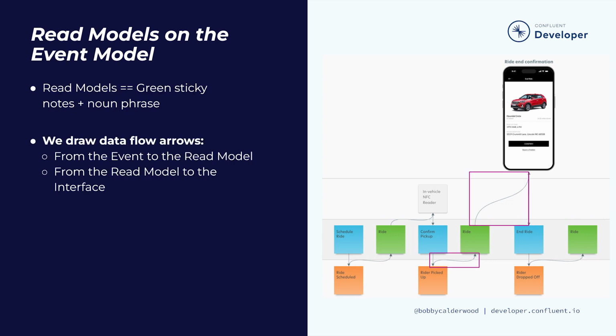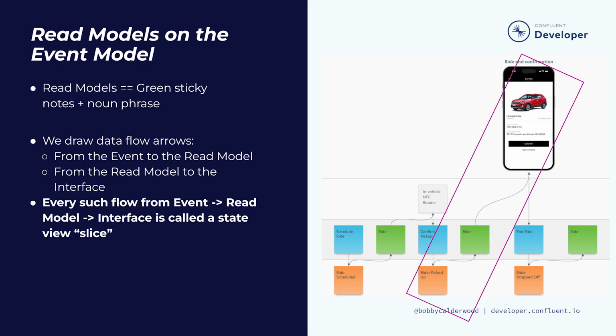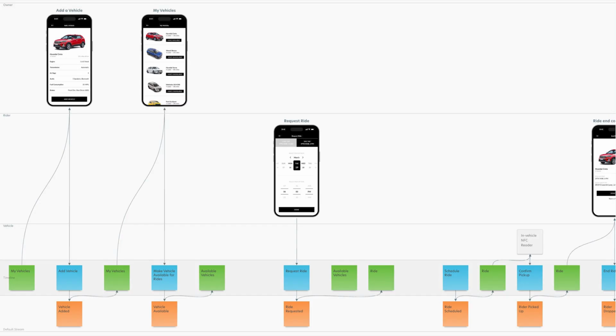Once we have added the read model, we can connect events to the read models they populate, and from the read models to the interfaces that need their data using data flow arrows. Each flow from event to read model to interface is called a state view slice and represents a single unit of development effort. This is what the Autonomo event model should look like after adding the commands and read models and connecting them to the interfaces and events with data flow arrows. Notice how the flow of information from interface to command to event, and then from event to read model back to interface, looks a little bit like a sine wave.